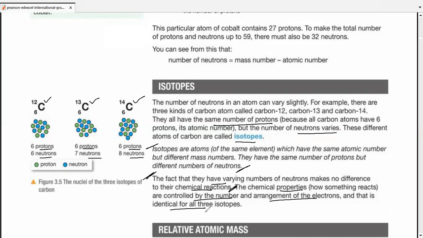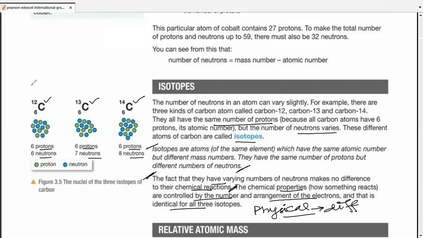So the chemical properties of these three atoms, though they are different in the number of neutrons, we call them three different isotopes, but the chemical properties would be the same. What would be different? The physical properties can be different, especially the properties that are related to mass number. Why? Because the masses of all three isotopes are different.